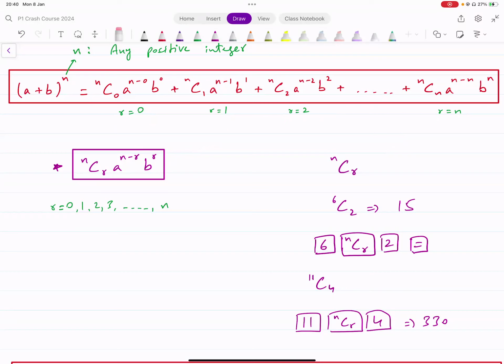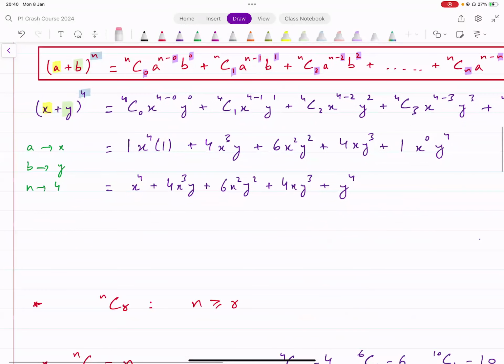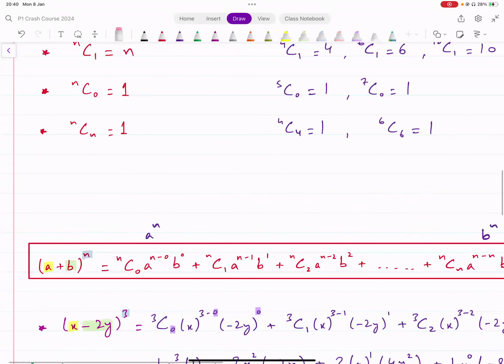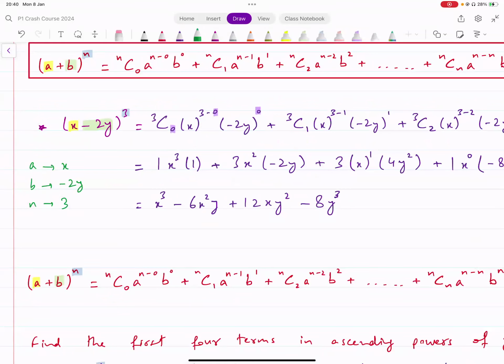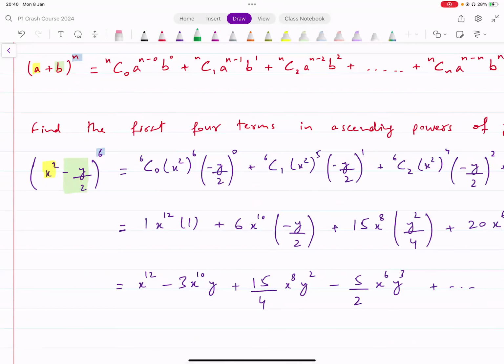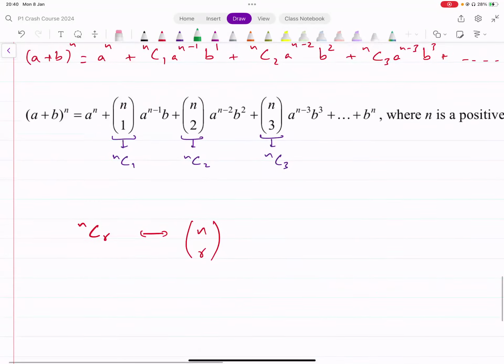We did some examples on this. For instance, we learned how to expand (x + y) to the power 4. Let's look at the other expansion as well. We talked about (x - 2y) cubed, and how we can expand this. If you have a negative sign here, you have to remember to include that as the value of b. Then we did a couple of other expansions.